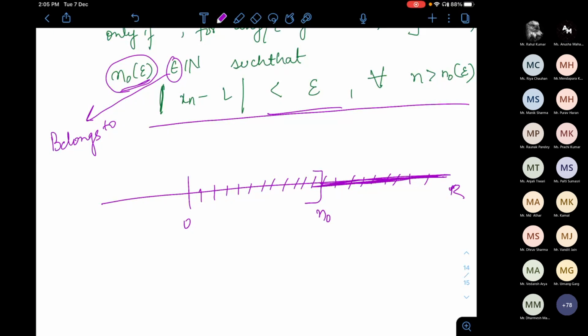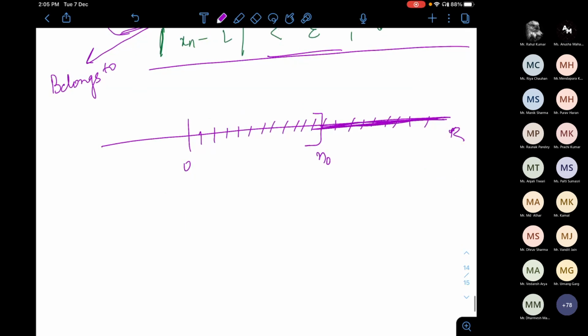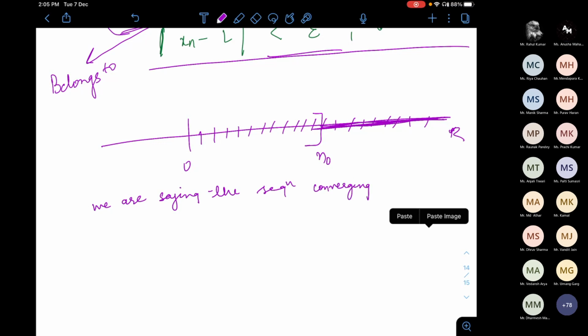If this condition doesn't hold true, we say the limit does not exist, or the sequence is not convergent. In this case, we are saying the sequence xn is converging to a limit.